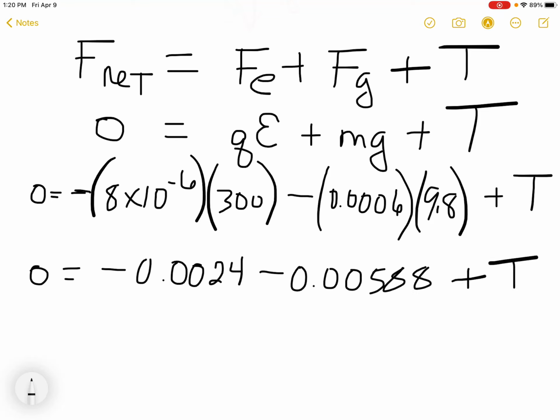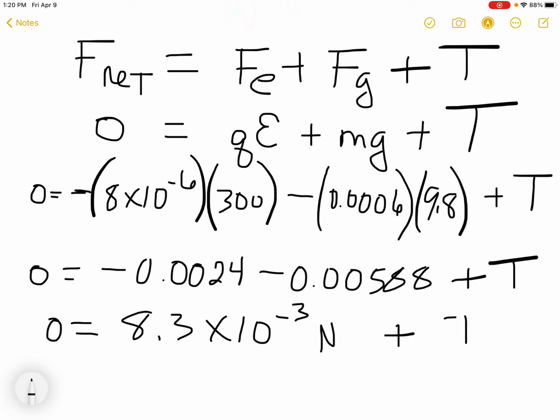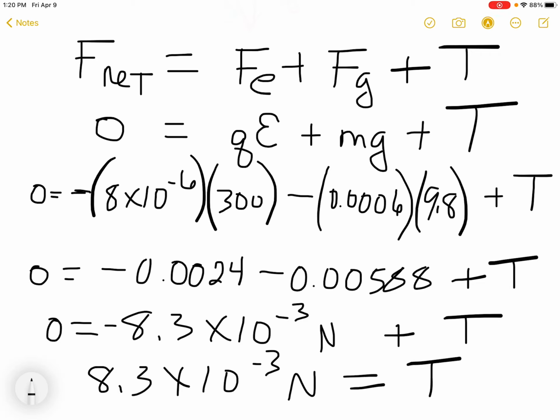I'll just check my math here. I think that looks right. And then when we add those together, we get 0 equals 8.3 times 10 to the negative 3 newtons, plus T, and those are negatives. And you move them to the other side, 8.3 times 10 to the negative 3 newtons equals tension. And that's the answer that they have, 8.3 times 10 to the negative 3 newtons.